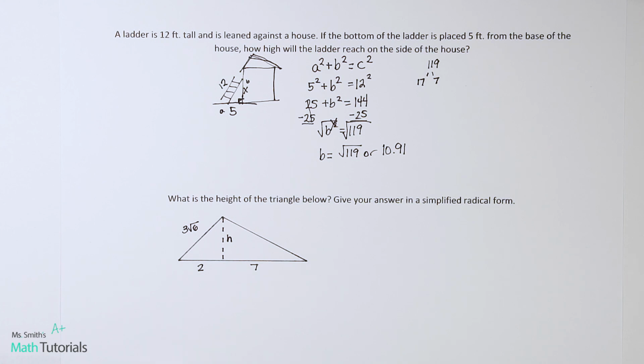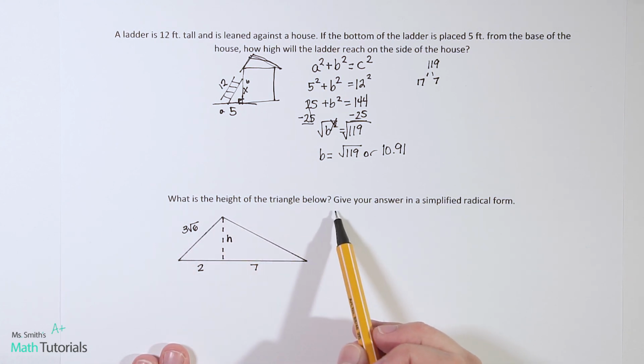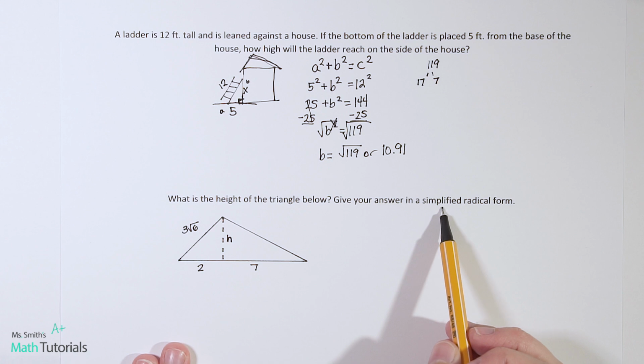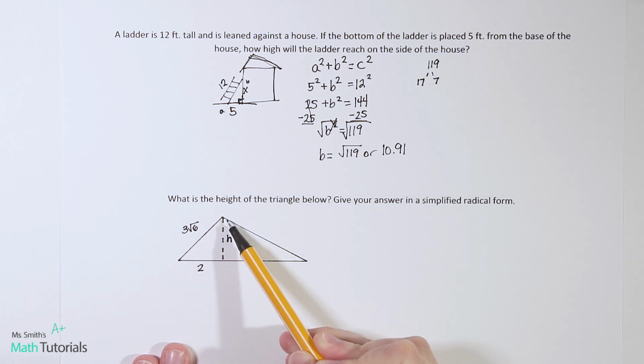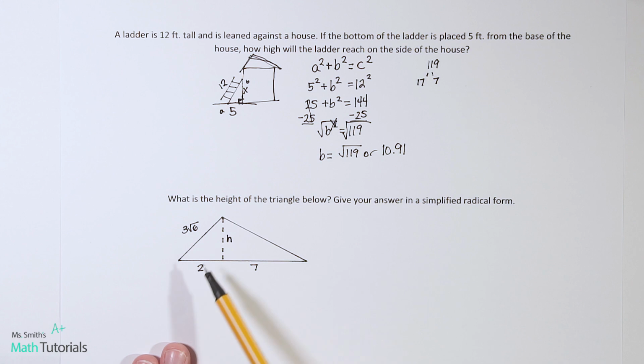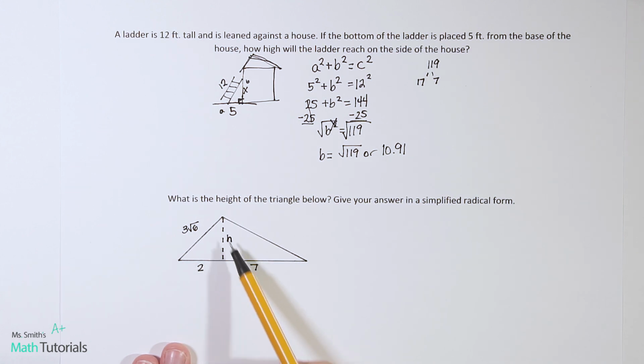So our next example says, what is the height of the triangle below? Give your answer in a simplified radical form. So notice here, they were very specific. They want that simplified radical. So looking at my picture, I've got a large triangle here. I know that from here to here is 2, from here to here is 7, and then I can see the height. It's kind of like this dashed cut line down the middle. That's h. So that's what I'm solving for.